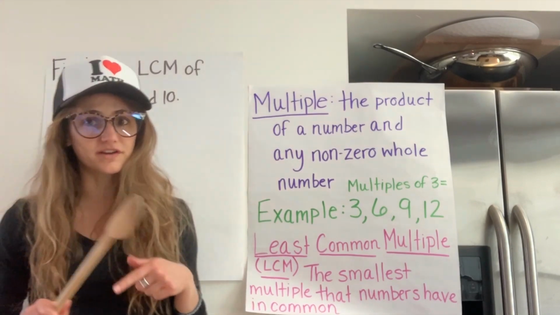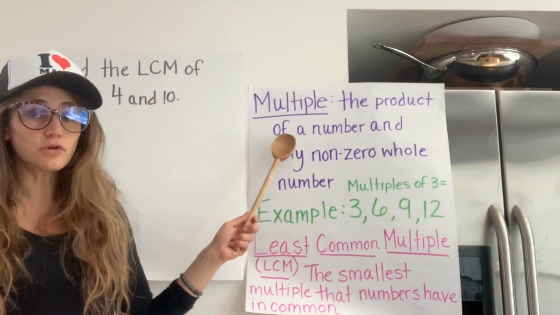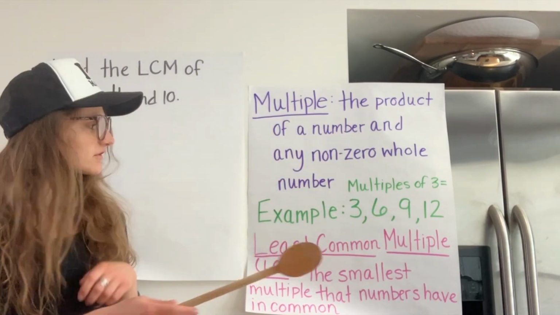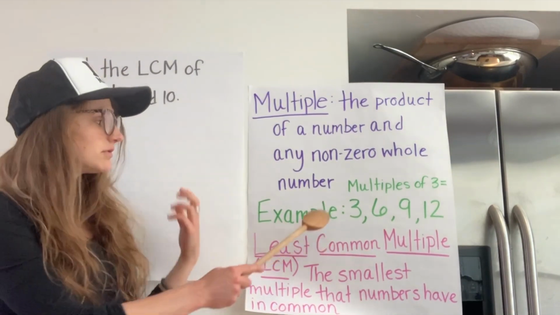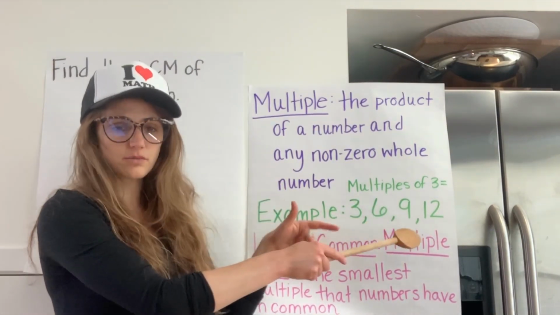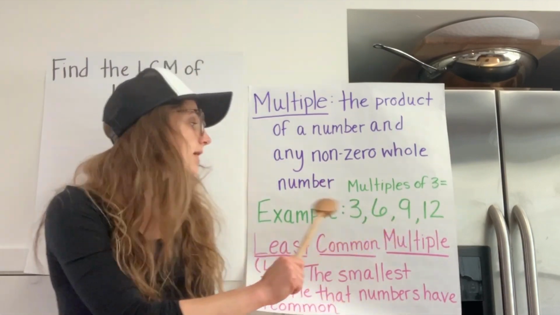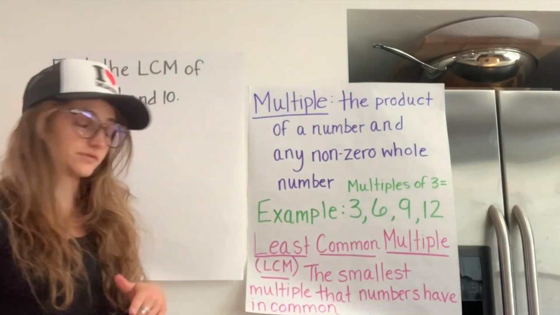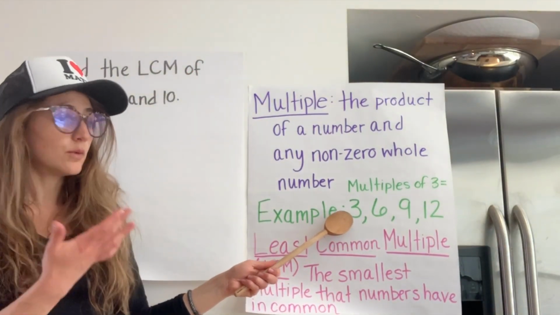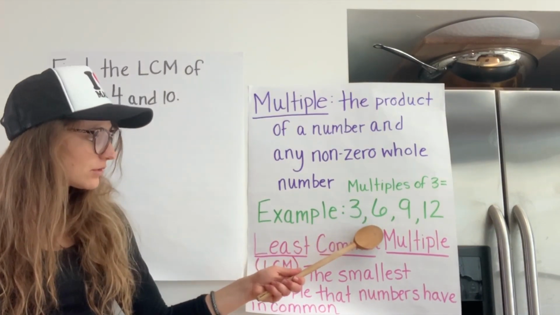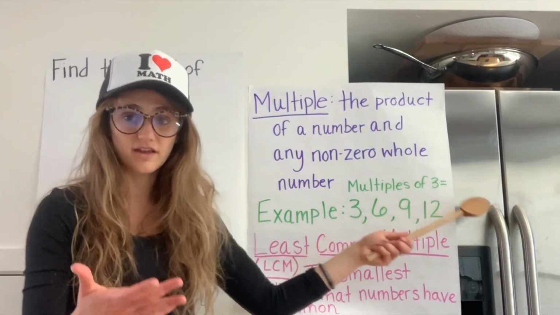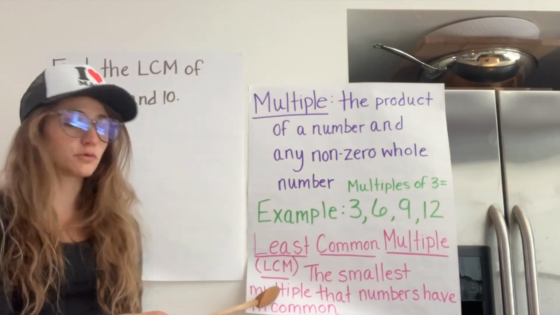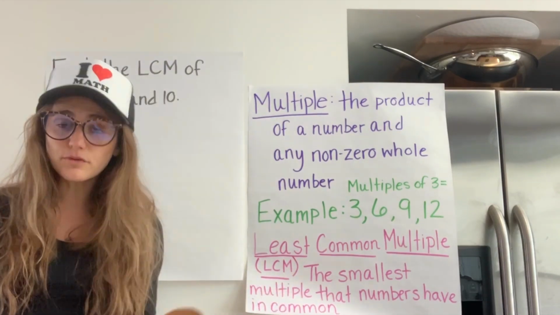Let's take a look at some important definitions. First is multiple. A multiple is the product of a number and any non-zero whole number. For example, multiples of 3 would be 3, 6, 9, 12, 15, 18, 21. The multiples of 3 would go on forever. There's an infinite number of possible multiples of 3. We find these multiples with 3 times 1, 3 times 2, 3 times 3, 3 times 4, and so on. Now, the least common multiple, or the LCM, is simply the smallest multiple that numbers have in common. And that's what we are focusing on today.